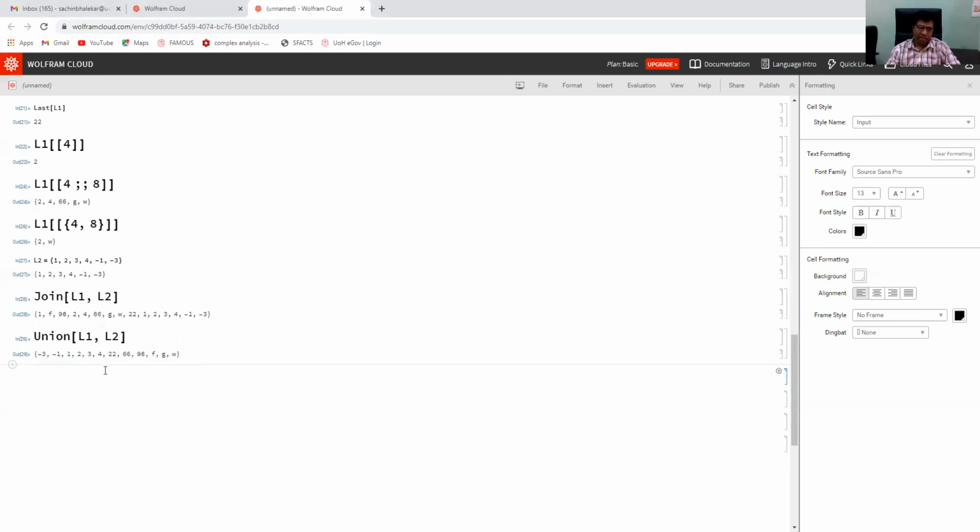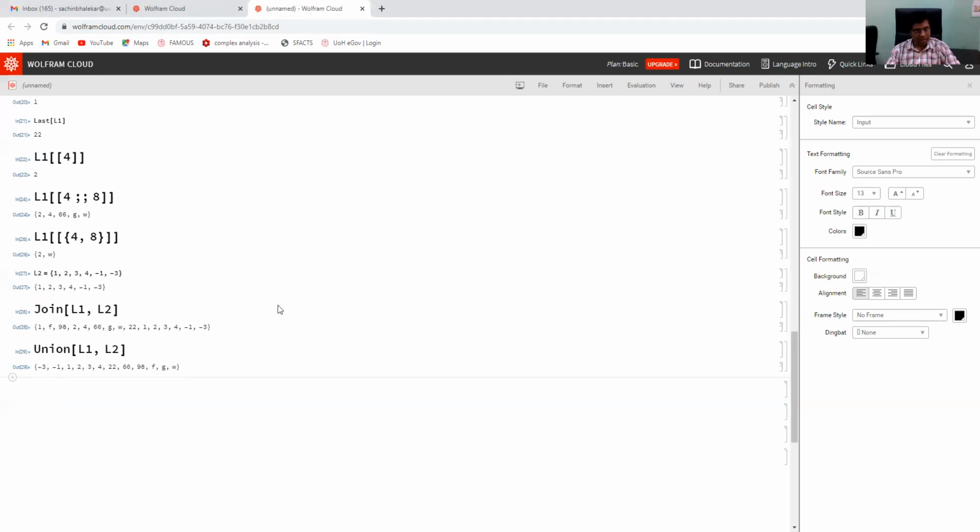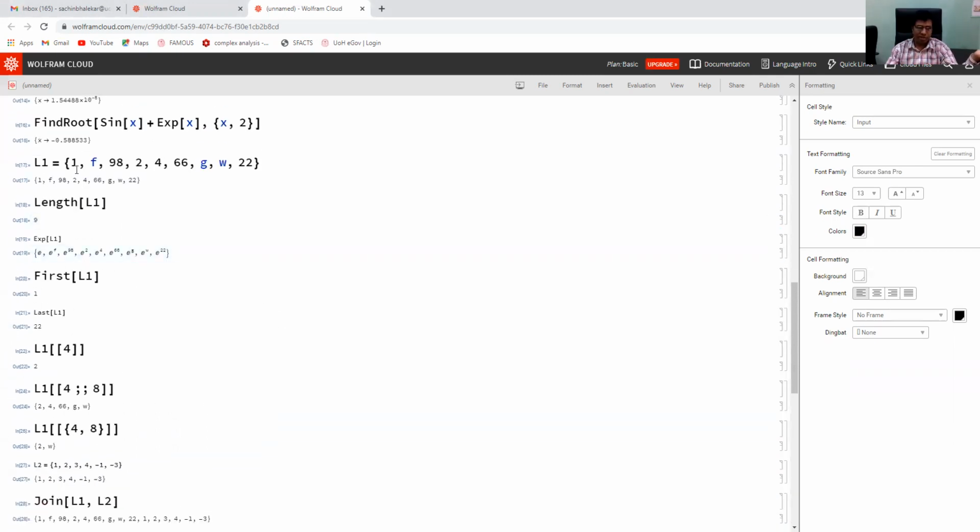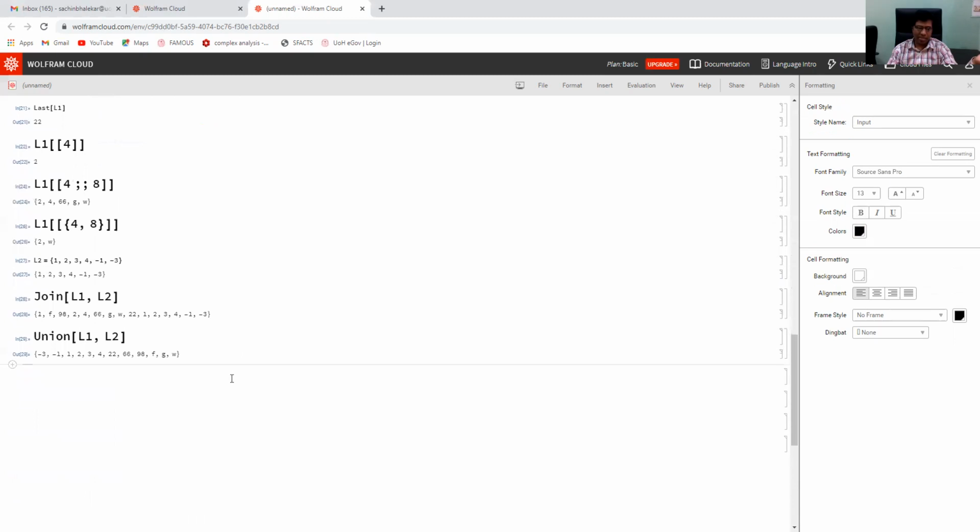Then we can check whether some element is a member of that list. Here the list is containing very few elements. For example, this contains 9 elements. So we can easily recognize whether some element is a member of this L1 or not. But if we have a list containing 20,000 elements, then it is not possible manually to check whether some element is there or not. In that case, this command is very useful. The command is MemberQ.